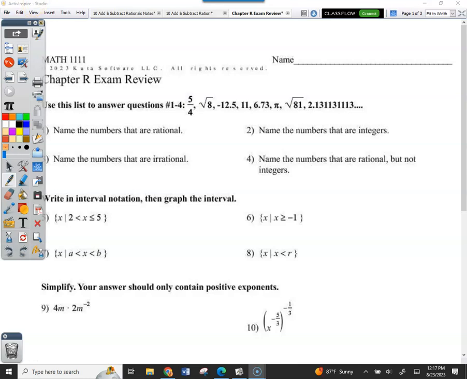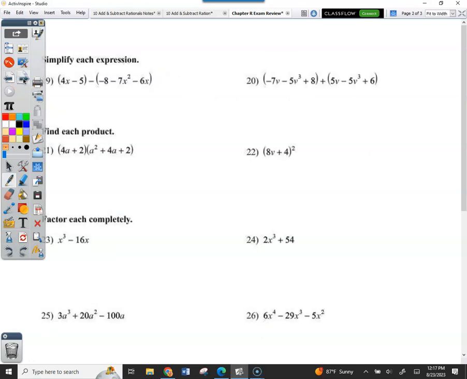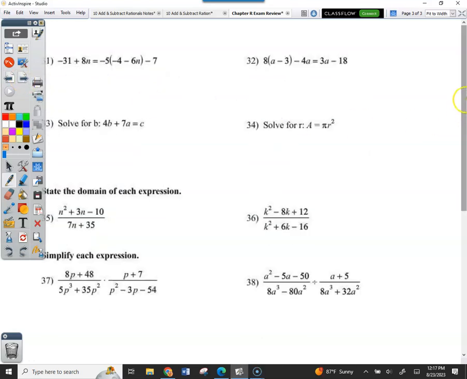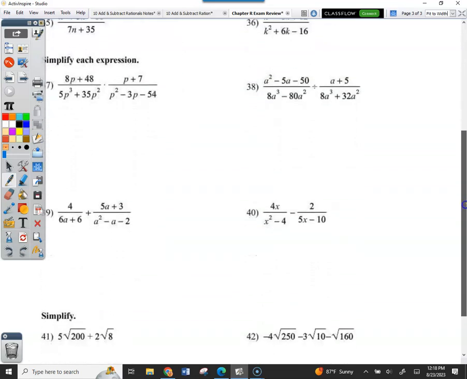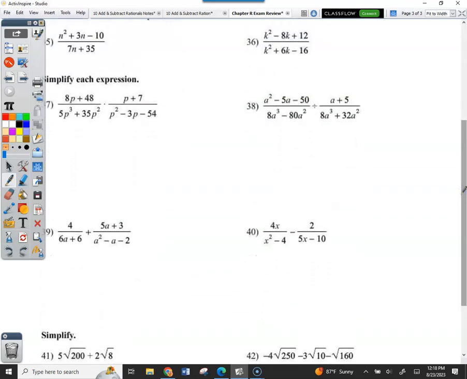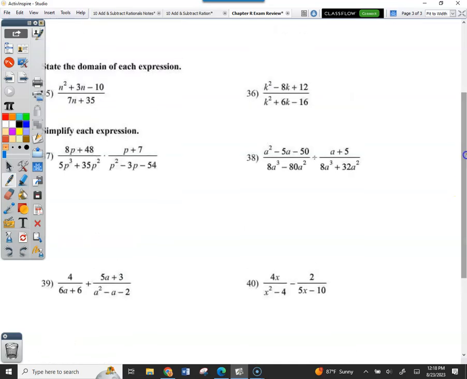Your Chapter R exam review packet. At this point, you should know how to do everything, and we are covering right now questions 39 and 40. 37 and 38 were from yesterday, as well as 35 and 36.